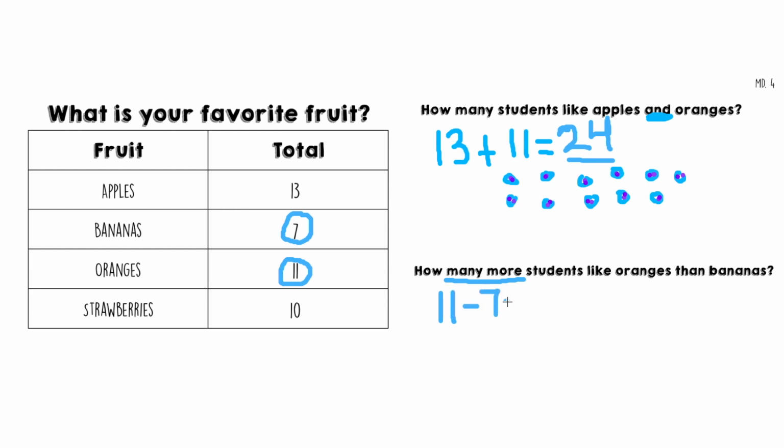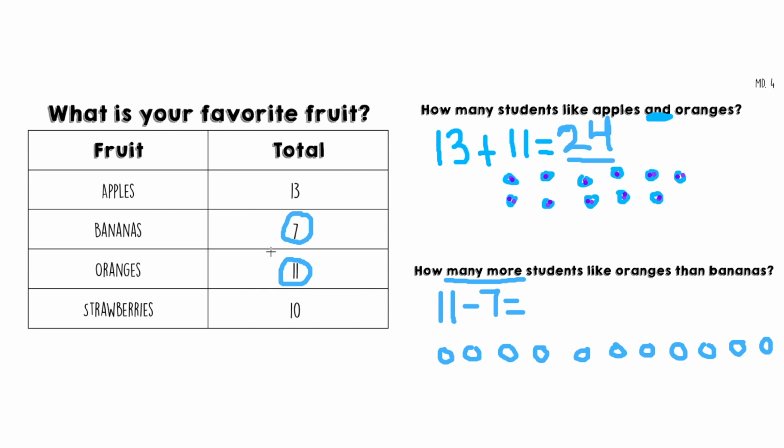Let me further explain to you why. Because if I have 11 students, let me show you. 1, 2, 3, 4, 5, 6, 7, 8, 9, 10, 11. Okay? And then we had 7, so 11 of them liked oranges.